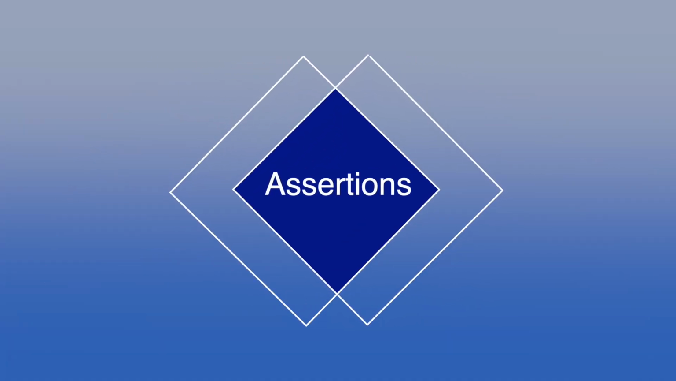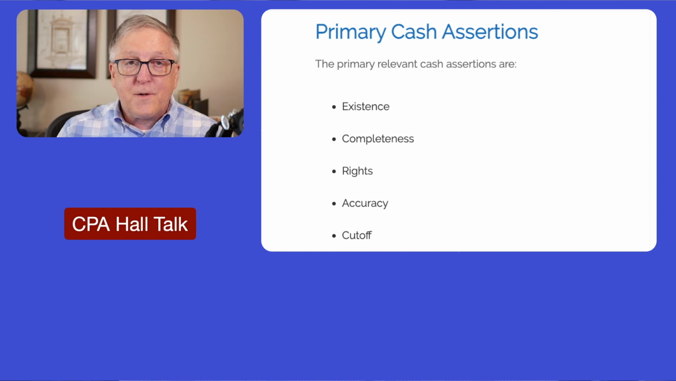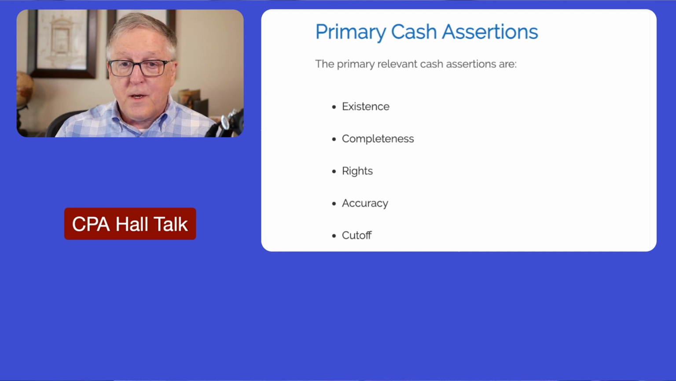In my opinion, for what it's worth, these are the 5 most relevant cash assertions. They are existence, completeness, rights, accuracy, and cutoff. Now, which of these is most important? So if you had to pick, say, 3 of these as most important, which would you pick? Well, for me, it's going to be existence, accuracy, and cutoff.